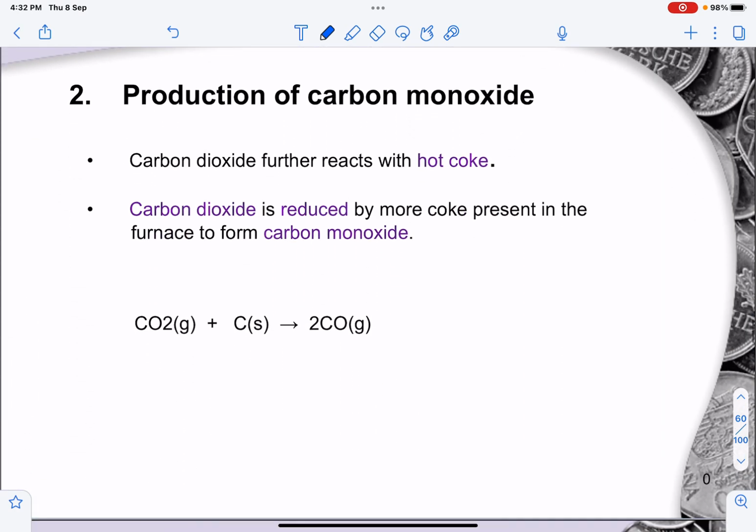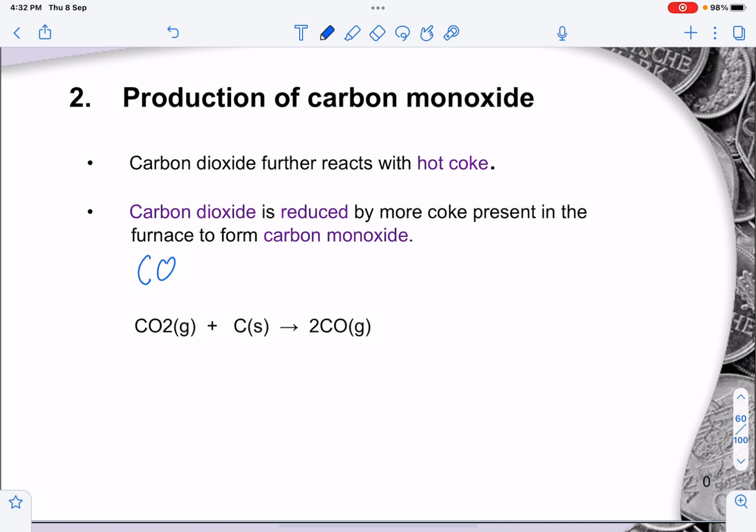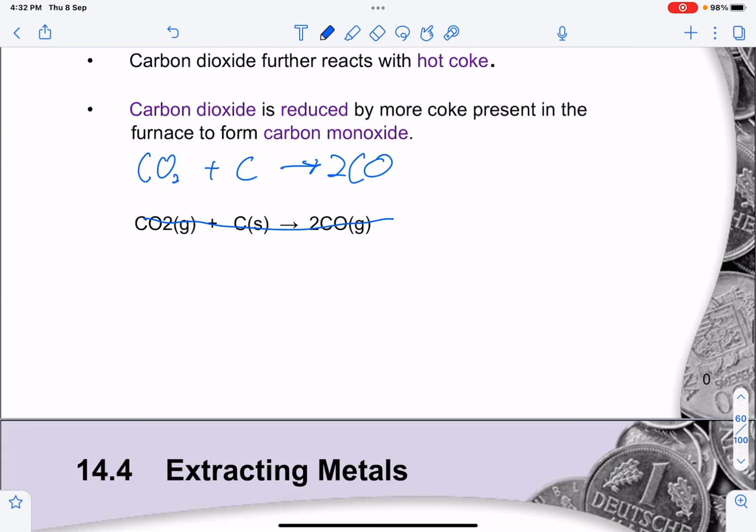Of course, we also have the production of carbon monoxide, where carbon dioxide further reacts with hot coke, and this carbon dioxide will then be reduced by more coke to form carbon monoxide. So this reaction is actually called a reduction reaction. So you can see that the same materials are always revolving around carbon and oxygen.